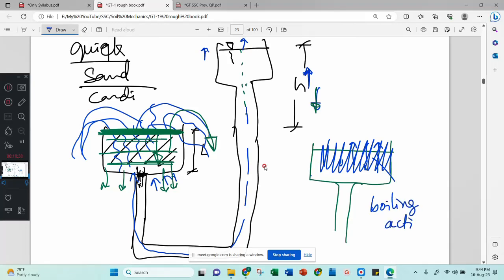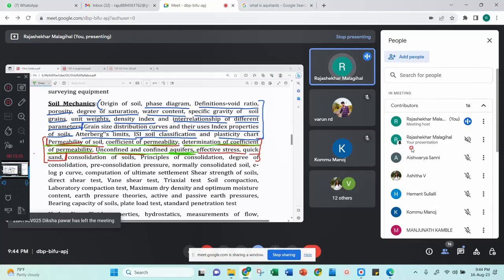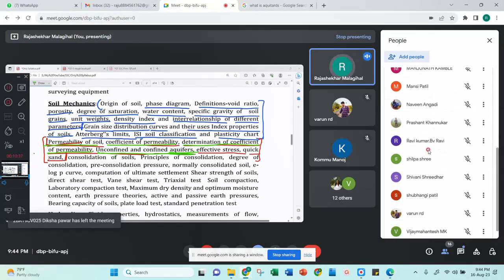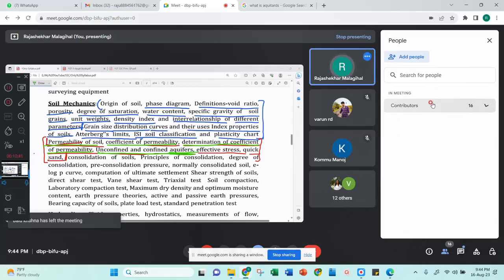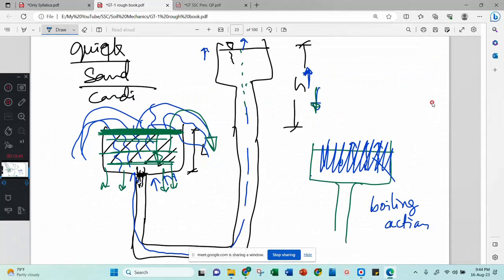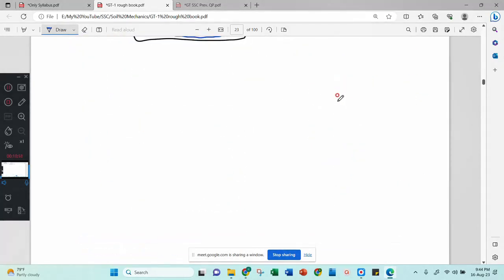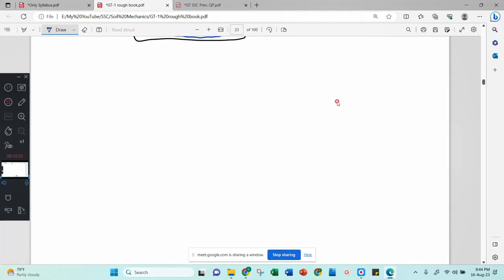This is called boiling action. Scientifically, it is considered as soil boiling. Then it is called a quicksand condition. Some authors call it quicksand and some authors call it soil boiling. Then how do we get an expression for this soil boiling?